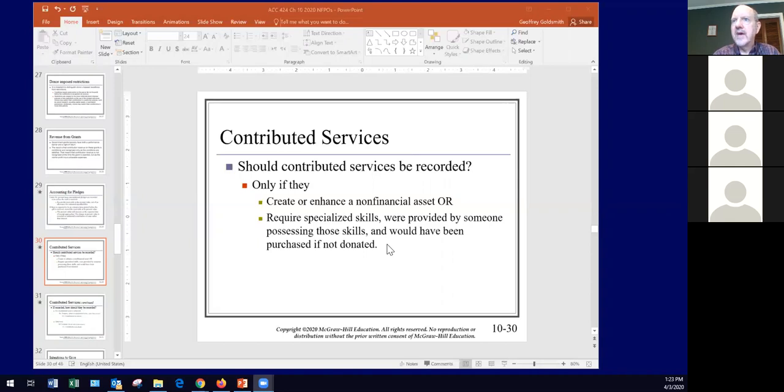But suppose that they had a new kitchen that was built onto the building, and the whole thing was done by workers from professional companies that were doing it in their spare time. In that particular case, then they would recognize those services as revenue and capitalize the cost of the services.